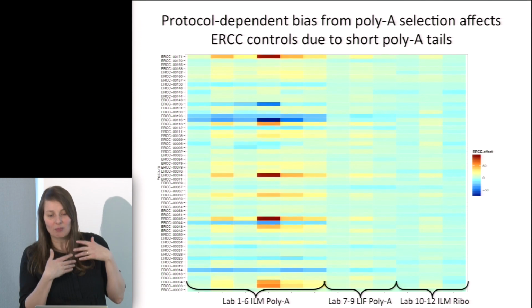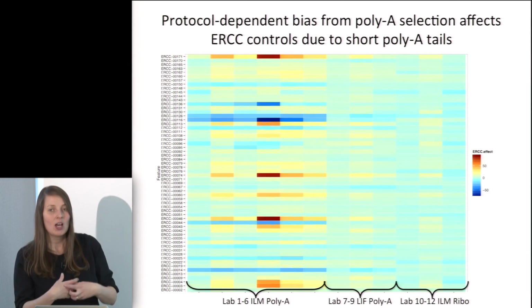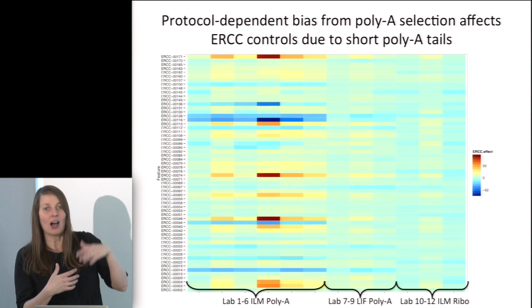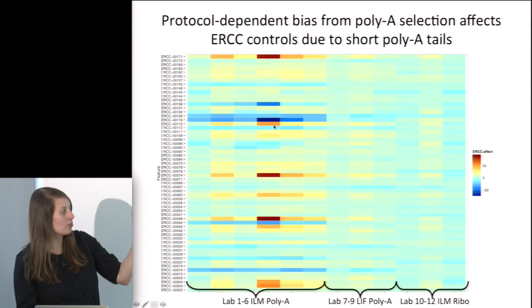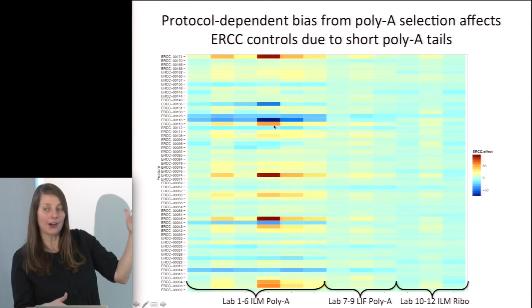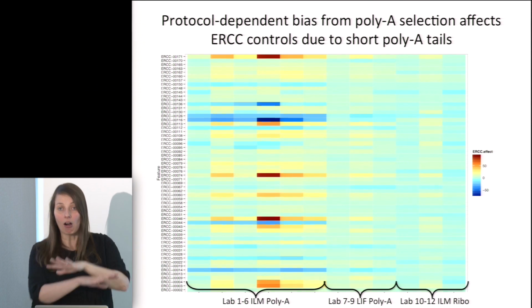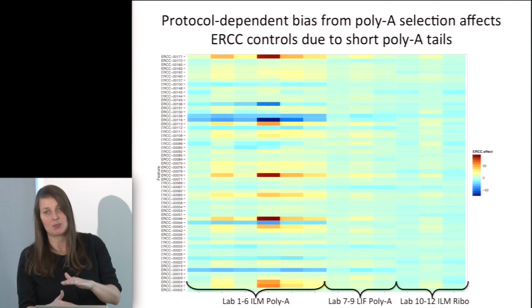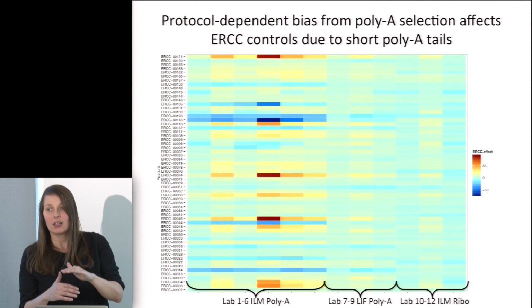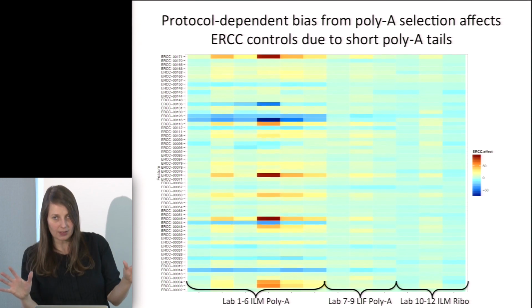So we intended to spike in a particular amount of ERCC molecule, and we got a signal that was higher than we expected or lower than we expected. If it's in the red range of color, it's higher than expected. If it's in blue, it's lower than expected. I will note that all ERCCs that were spiked in actually came through at lower than expected signal, given the abundance that was spiked in. And again, that's because of the short tails across all of the ERCCs.